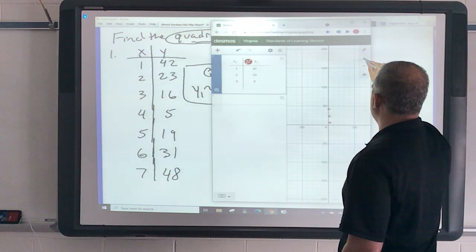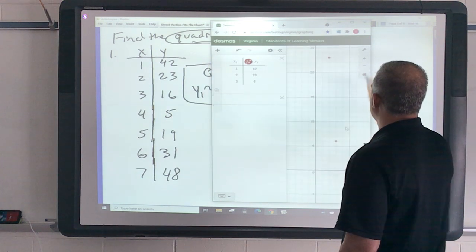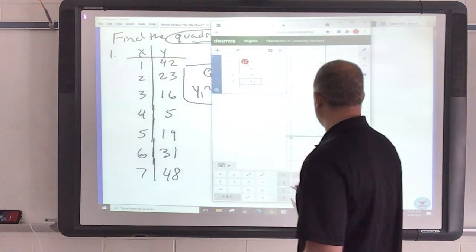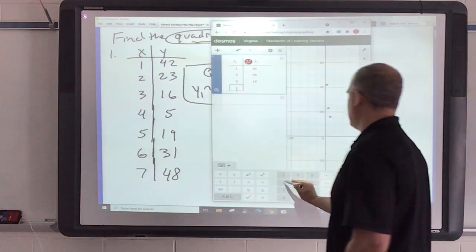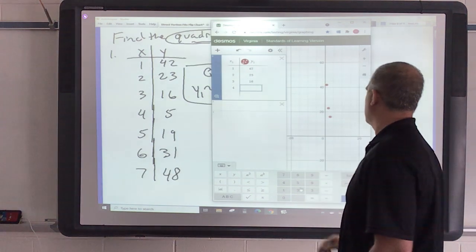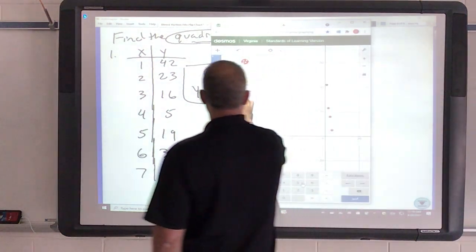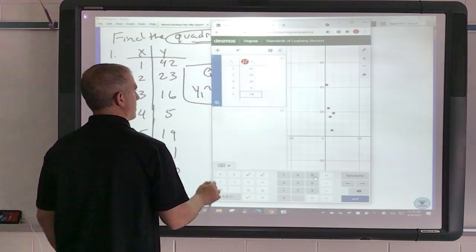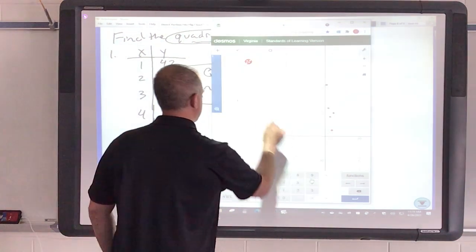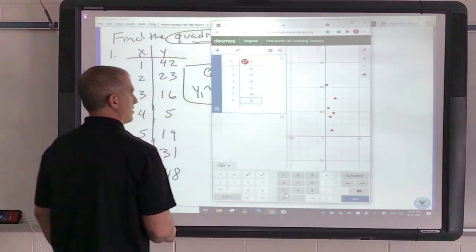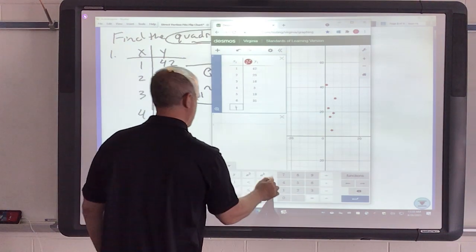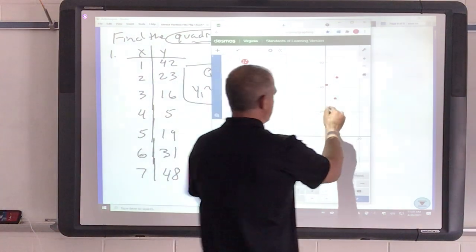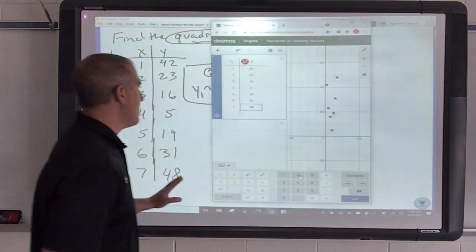I'm going to zoom in a little bit here so you can see it a little better. All right, 3 and 16, sorry. 4 and 5. Okay, all right, 5 and 19. Okay, 6 and 31. Okay, 7 and 48. Now, this is not zoomed very well. You have to sort of zoom in and change the table. We're not going to worry about that.